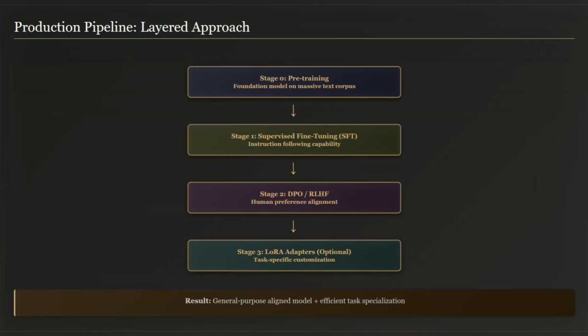In practice, production models often combine these techniques. A typical pipeline: start with pre-training, then SFT for instruction following, then DPO for alignment, and finally LoRA adapters for task-specific customization. This layered approach gives you a general-purpose aligned model with the flexibility to specialize efficiently.